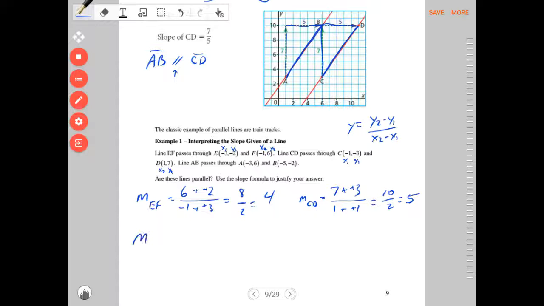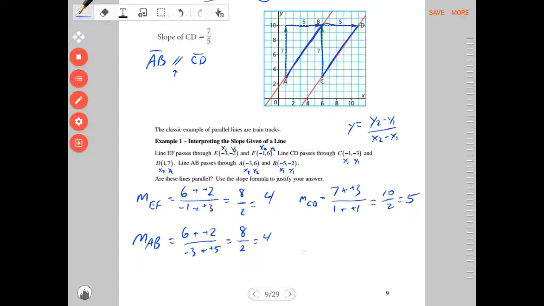Then the last one, slope AB. Now I've made the first point x1 and the second point x2. Let's mix that up just so you can see that it works. So x2, y2, x1, y1. If A is x2 and y2, so y2 would be 6, then 6 minus -2 over -3 minus -5. So that makes an 8, and -3 plus 5 is 2. Oh, look, the slope is 4 again.